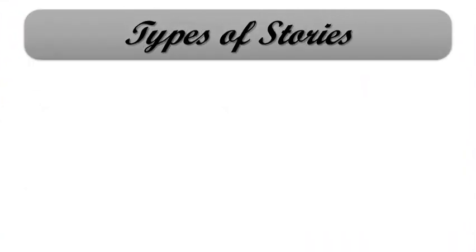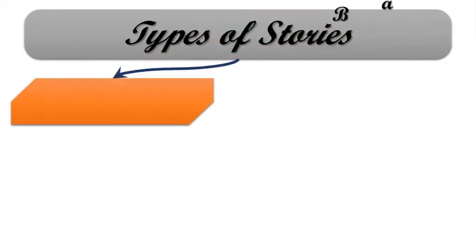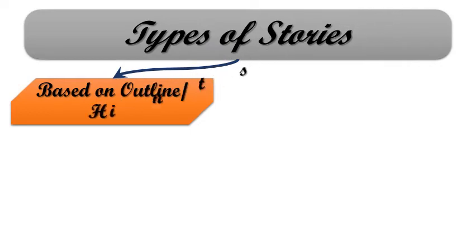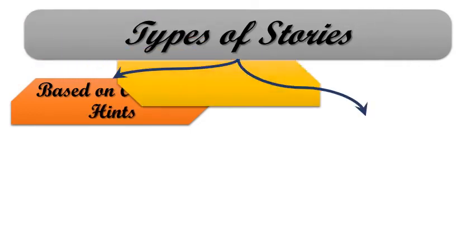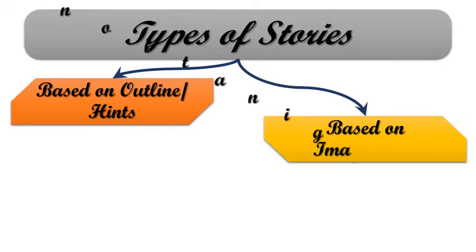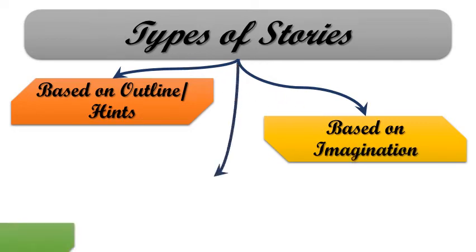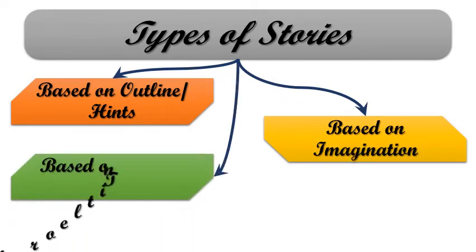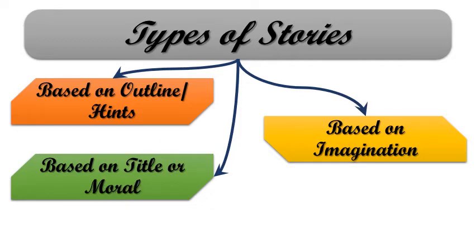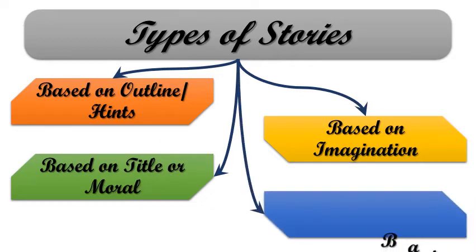Let us know how many types of stories there are. Number 1, based on outline or hints. Number 2, based on imagination. Number 3, based on title or moral. Number 4, based on pictures. So there are 4 types of stories, or we can say there are 4 ways to write a story.